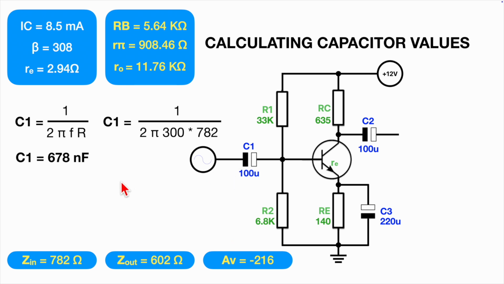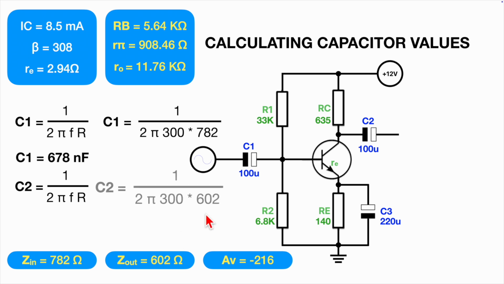But I thought it was important to show you how to actually calculate them. And you won't be surprised to know that the output coupling capacitor is very similar, except the R this time, surprise, surprise, is the output impedance. So when we plug that in, it's 1 over 2 pi 300 times 602, which is the output impedance. And that gives us 881 nanofarad. I could have stuck a 1 microfarad in there, but as I said, I wanted to make sure to keep that reactance as low as possible.